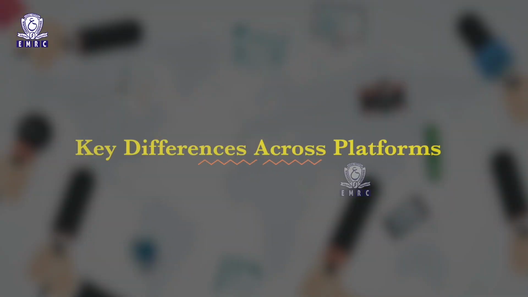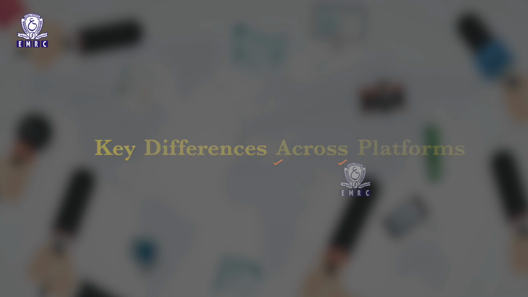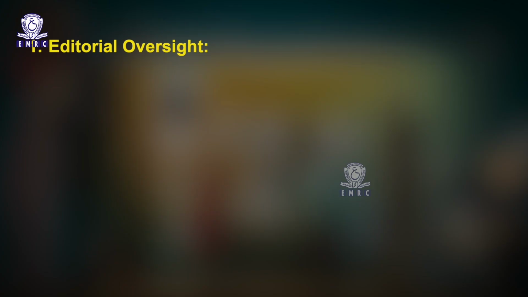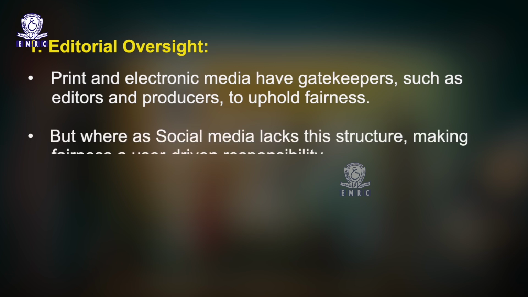The interactive nature of social media also allows for comment sections and sharing, where fairness can be undermined by echo chambers or hostile discourse. Let's see the key differences across platforms. First is editorial oversight. Print and electronic media have gatekeepers such as editors and producers to uphold fairness. But social media lacks structure, making fairness a user-driven responsibility.